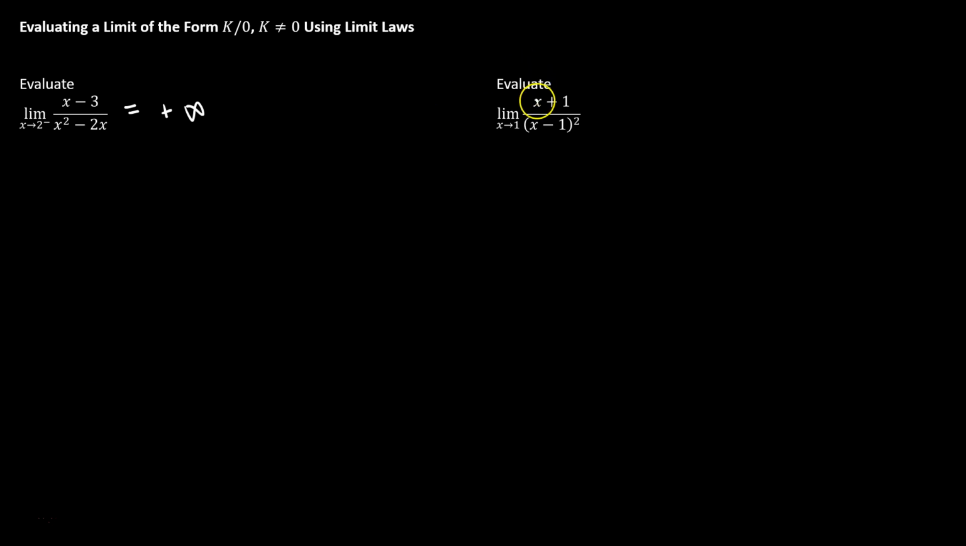Let's try another one. This function clearly has a problem in the denominator when x is equal to 1, and of course that's exactly where x is approaching for this limit. So we need to isolate that problem. This one will be a little bit easier to isolate because there's only one factor in the denominator. So let's write it as two separate terms.